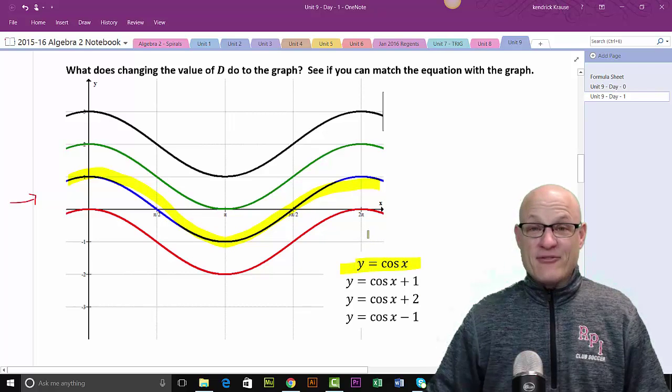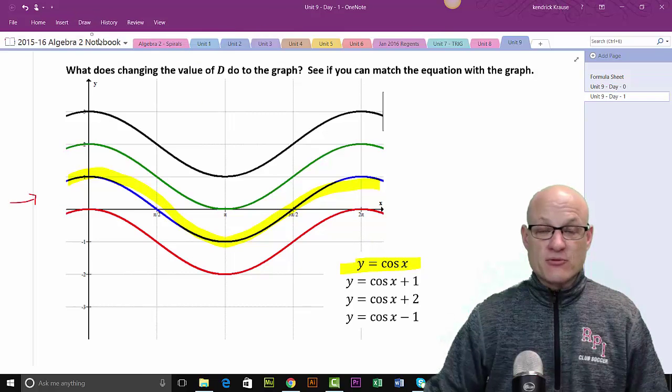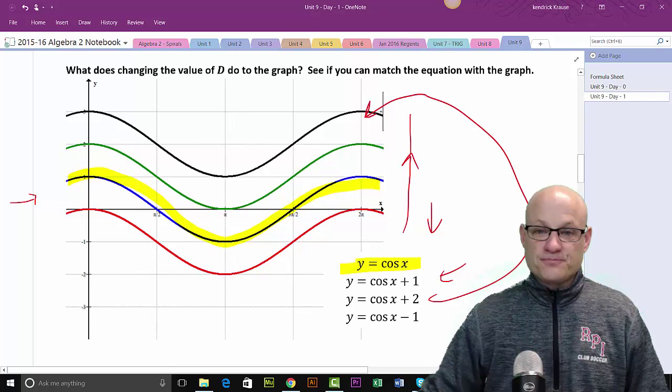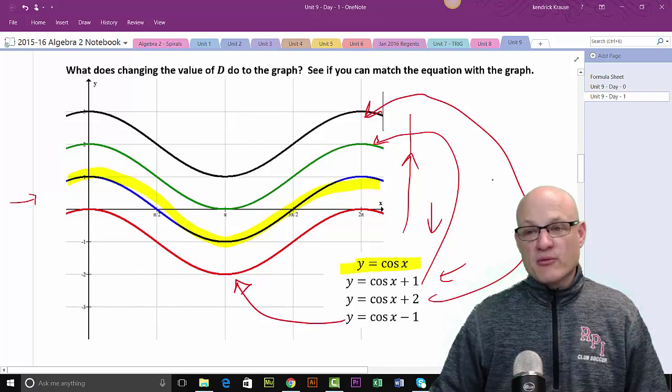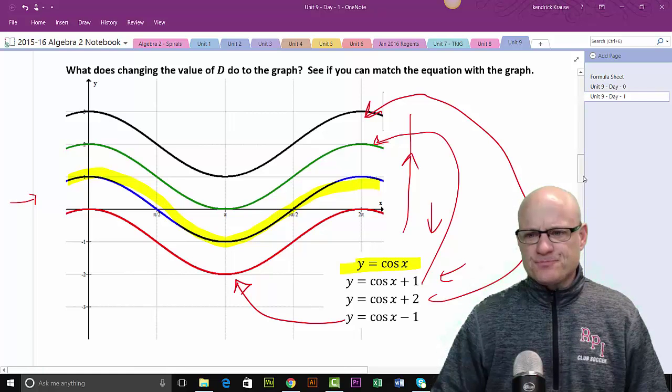All the rest of them have vertical shifts up and down. That's what vertical means, I guess. We're either going to go up or we're going to go down. And the higher you go up, the larger this number is here. So this would be the black one. This would be the green one. And this one here, because it came down, would be the red one. No big surprise there. It shouldn't come as any surprise to any of you.